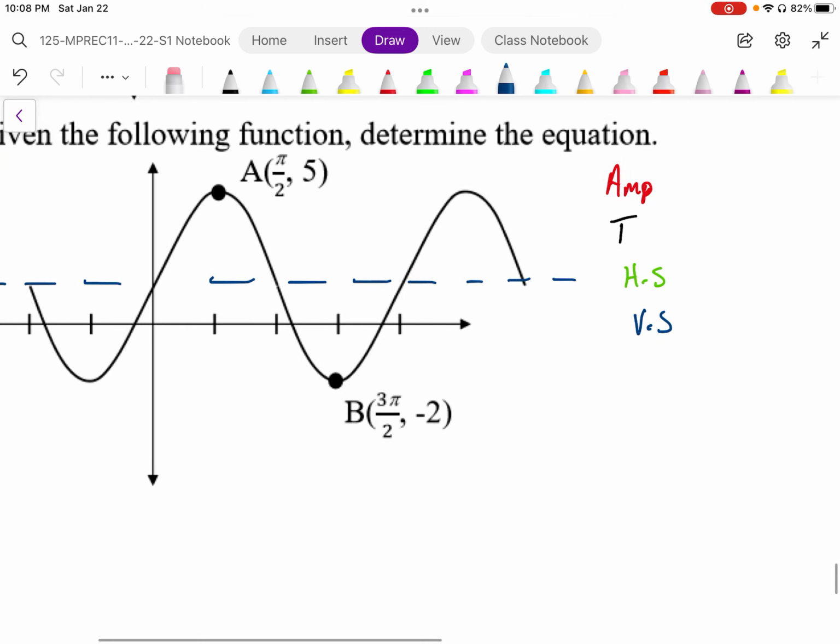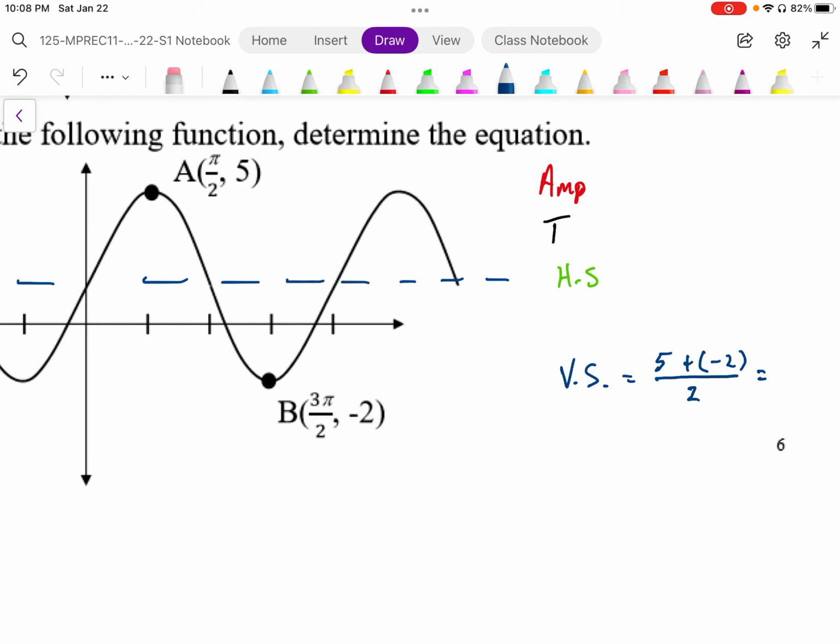The position is a location of that middle point, and to find the middle location, I can use average. So if I want to find the average vertical position, I can use the average formula. I can take the max position of 5 plus the minimum position of -2 and divide by 2, and that's going to give me the middle position. In this case, it's going to be 3 divided by 2, or 1.5. So this is y equals 1.5.